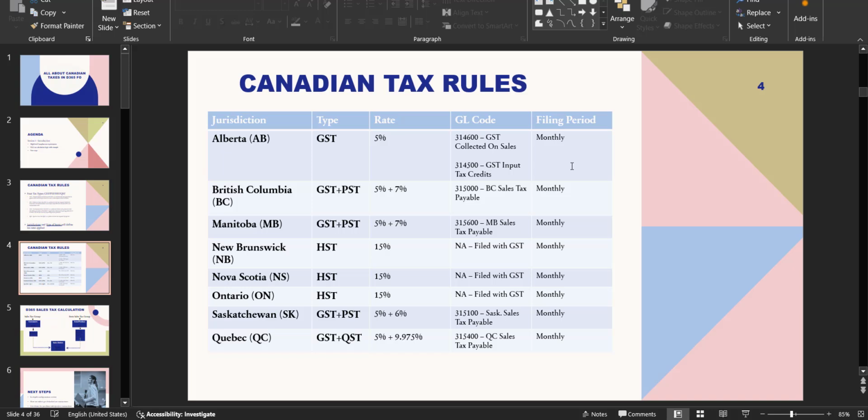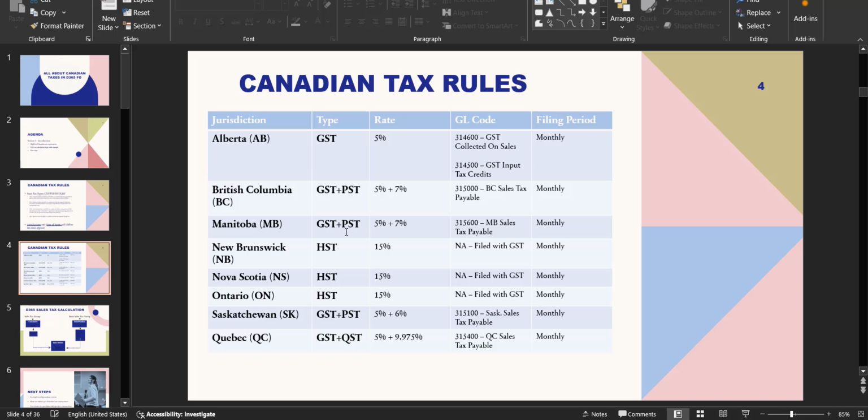And now moving on, we talked about British Columbia, and that's GST plus PST. So rate wise, we have 5% GST, 7% for PST for that specific region, right? And for GL code, everything will be posted to the BC sales tax payables, and we recommend having different GL accounts to trace jurisdiction, so that way when you do reporting or reconciliation, it will be easier for you to find out for each jurisdiction what are the ins and outs, right? So in our case, we're using 3150 for BC specific tax payables, again, monthly period.